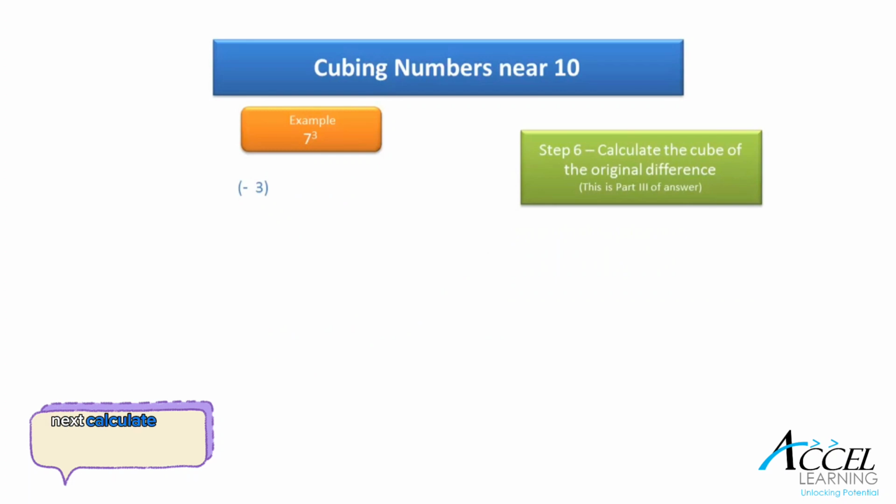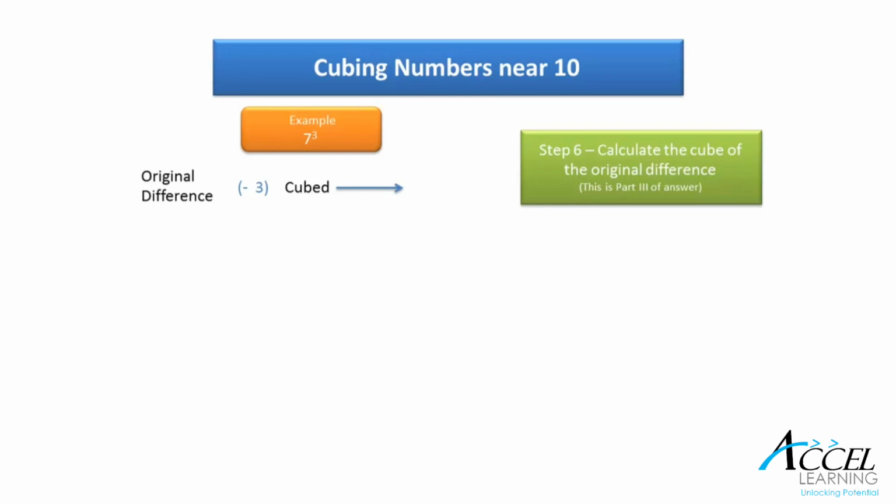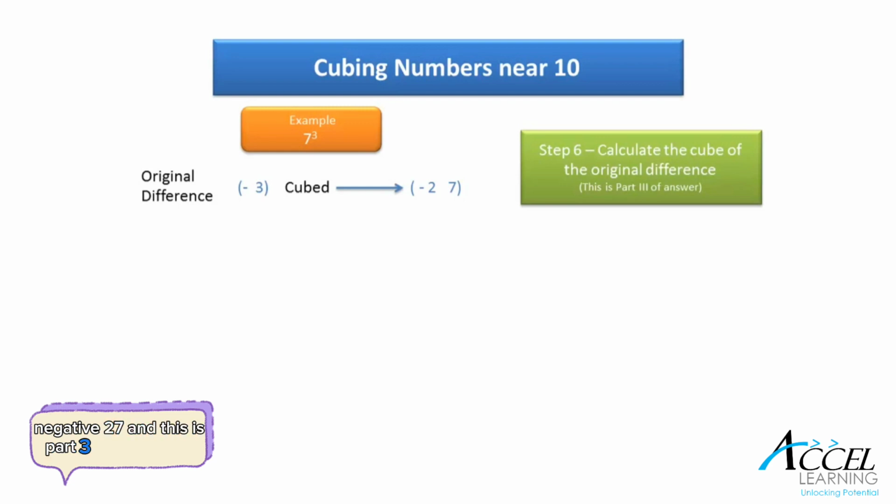Next, calculate the cube of the original difference. -3 cubed equals -27, and this is part 3 of the answer.